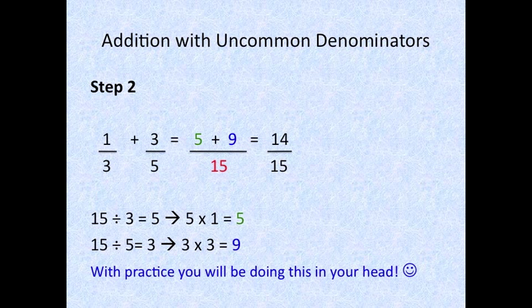The way that I came up with the 5 and the 9 is by doing the following. 15 divided by 3 is equal to 5. Then 5 times 1 is equal to 5. That's how I got the 5, which is color-coded in green. Then you have the plus sign because you're adding, and you move on to the next fraction. 15 divided by 5 is equal to 3. 3 times 3 is equal to 9. So there you have 5 plus 9 is equal to 14, 14 fifteenths. With practice, you will be doing this in your head.